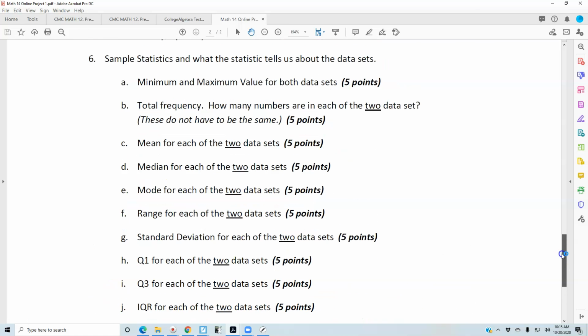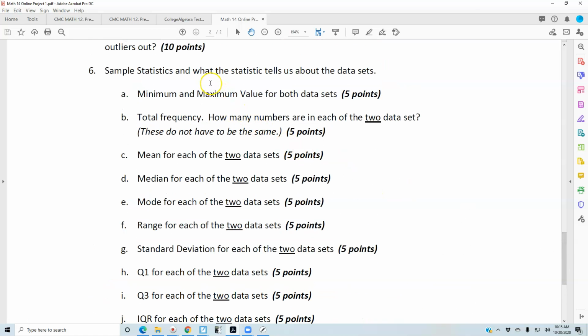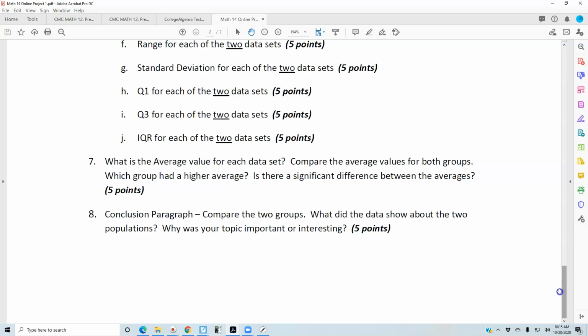So, as stated at the beginning, you should tell what the statistic tells us about the data sets. So what is the mean telling us? What is the median telling us? What is the mode telling us? Now, you'll be able to get this information quickly from Statcrunch, but you want to be able to describe each item. Number 7, what is the average value for each data set?